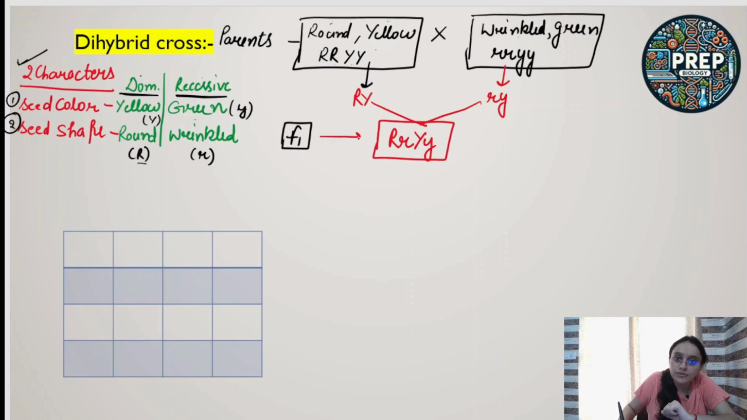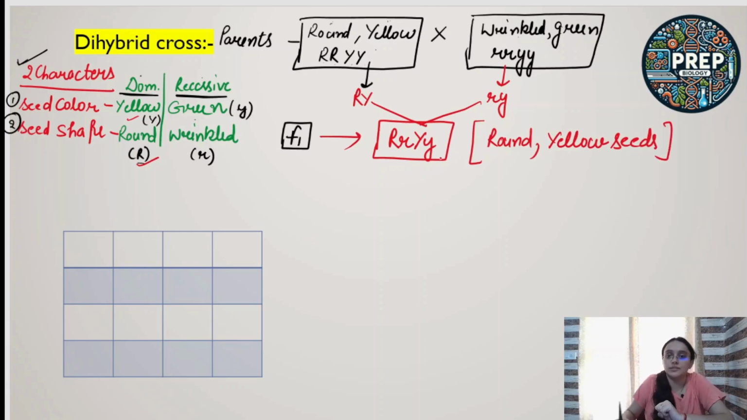So this is the F1, first filial generation. And what kinds of seeds do we see in the F1 generation? Capital R is dominant over small r, so capital R represents round. Capital Y dominates over small y, capital Y shows yellow seeds. So this is the F1 generation.